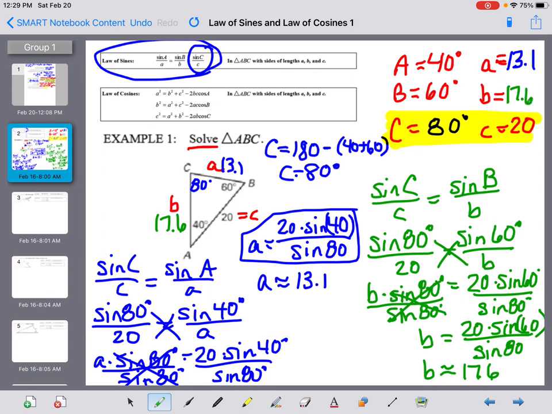Okay, quick check just to say, do my answers make sense? Is my biggest angle across from the biggest side? 80 and 20 are both the biggest. Is my smallest, the 40, across from the smallest side, the 13.1? Yes. So my answers make sense here. And that was using law of sines a couple times. And you will find you're going to have to use your laws more than once to get through these problems. All right, let's go to our second example.